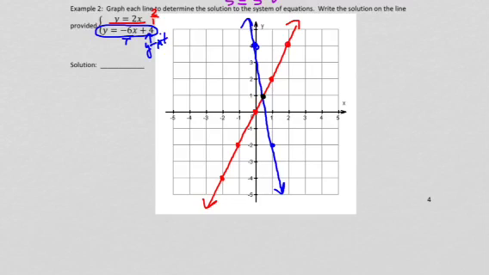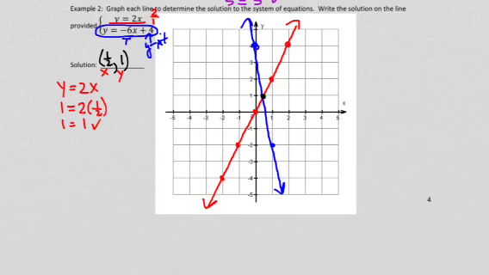I'm going to put my point of intersection right there, and I'm going to guess that the point is x is 1/2 and y is 1. And then I'm going to do some math to check that. So in my red equation, which was y equals 2x, my x value is 1/2 and my y value is 1. So I'm going to have 1 equals 2 times 1/2, and 2 times 1/2 is 1.